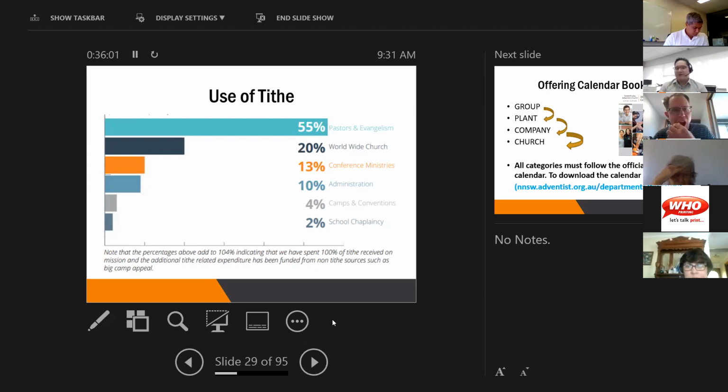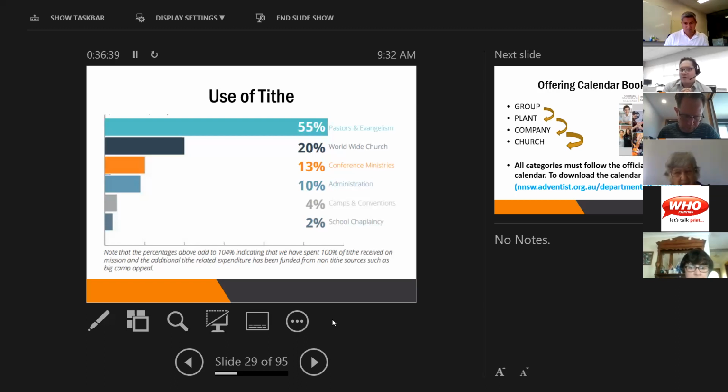So of all the gross tithe that we receive from all the churches, 55% goes on evangelism and field work to fund pastors, evangelists, and all those evangelistic projects that we do every year. And then 20% goes to the worldwide church. That is the General Conference, SPD. So 20% of the tithe goes there to the worldwide church.